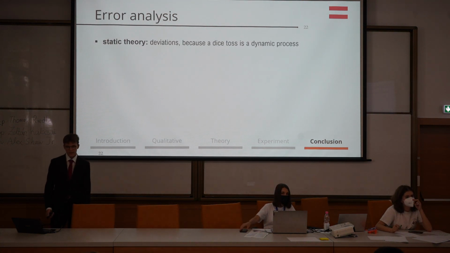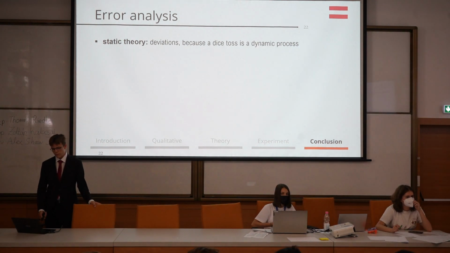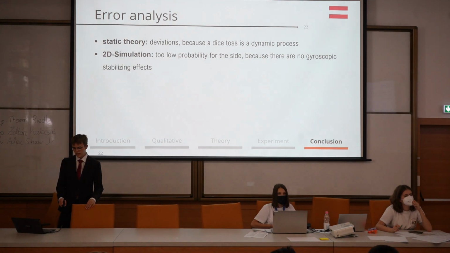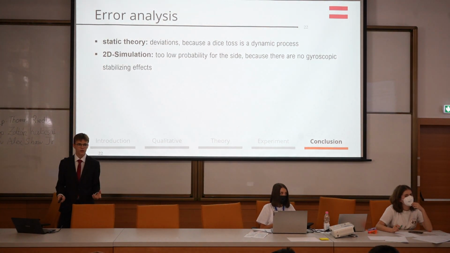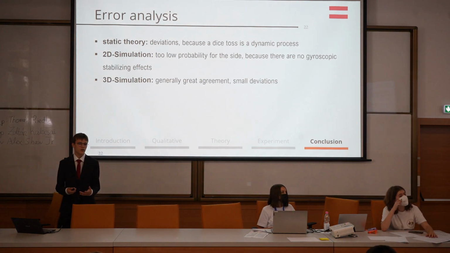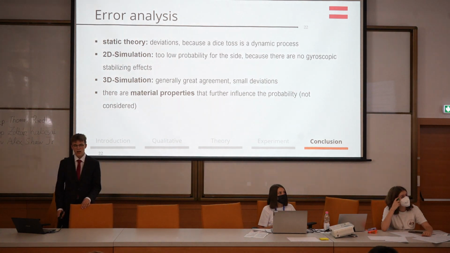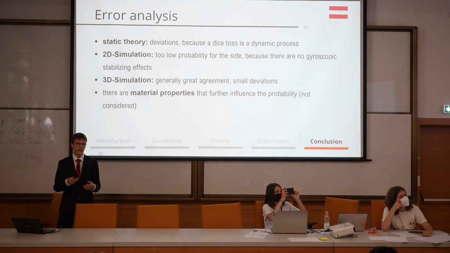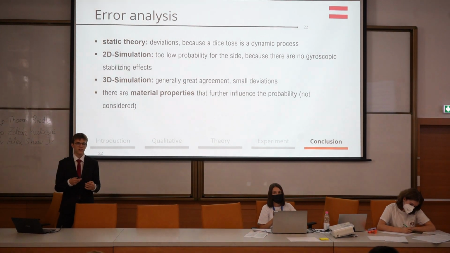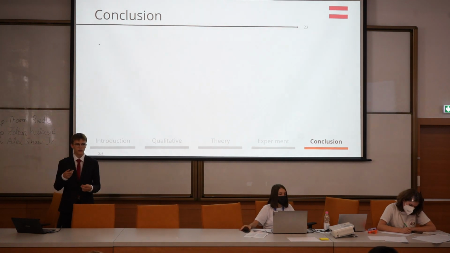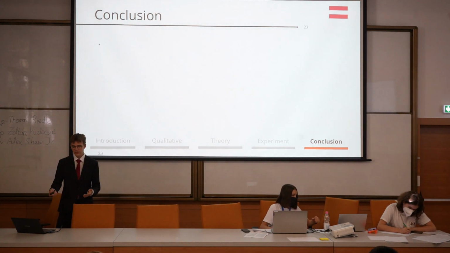Now the error analysis. The static theory has some deviations because it has dynamic and static. The 2D simulation has a too low probability for the side because there are no gyroscopic effects, which I mentioned before, in 2 dimensions. The 3D simulation has generally a great agreement. There are some small deviations, and there are material properties that further influence the outcome, like not only coefficient of restitution but friction, which we didn't account for, but it's also really hard to quantitatively describe, like properties of the ground.